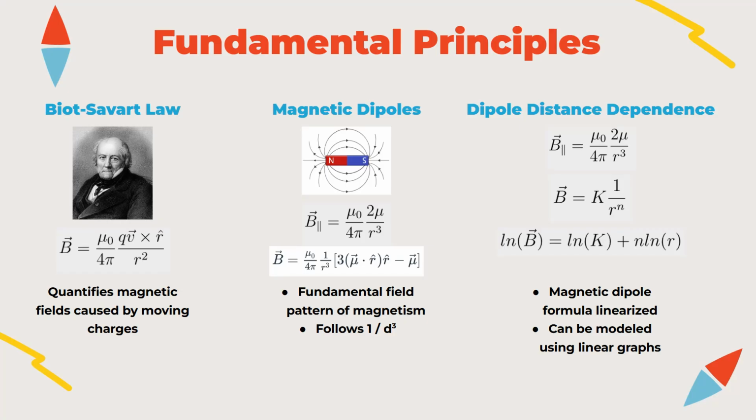Fundamental principles used in this lab were the Biot-Savart law, which quantifies magnetic fields caused by moving charges, magnetic dipoles, which are the fundamental field pattern of magnetism and follow 1 over distance cubed, and dipole distance dependence, where our dipole formula can be linearized and modeled using linear graphs.